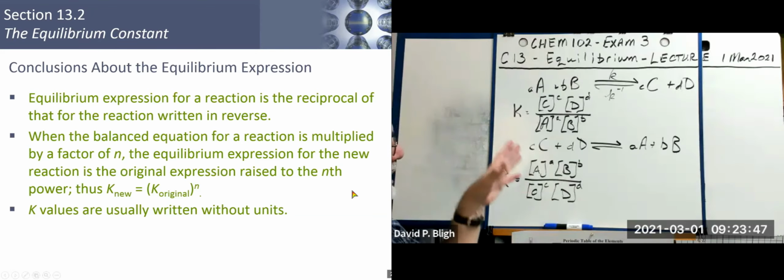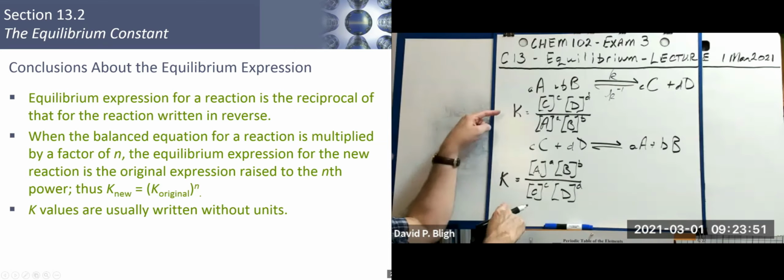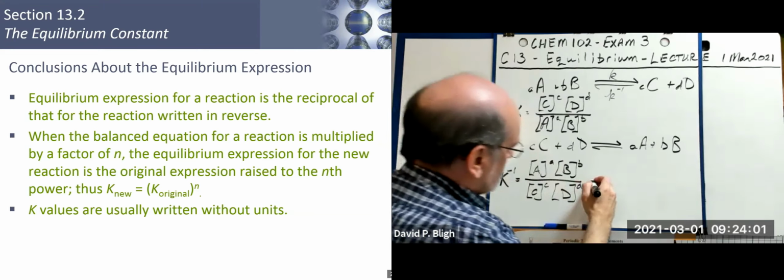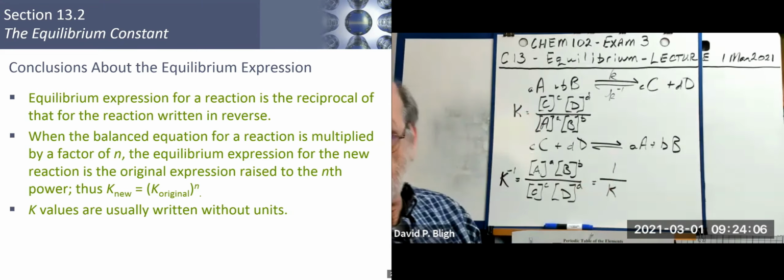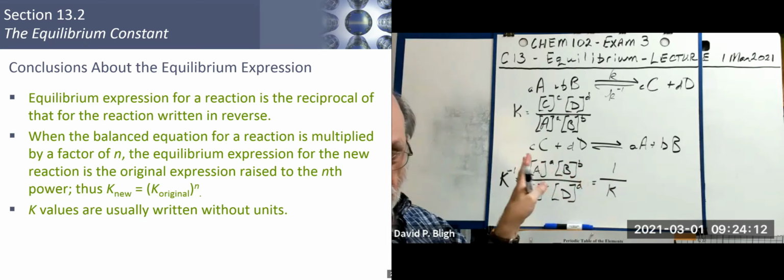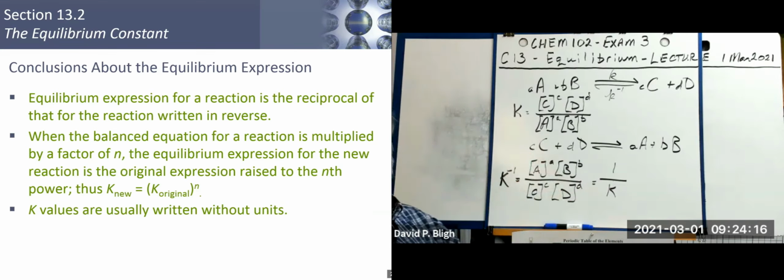Okay, so that means that this K is the reciprocal of that K. So if we want to get this K, we have to take the reciprocal of the other K. It's really very simple, but I wanted there to be no mistake about this relationship.